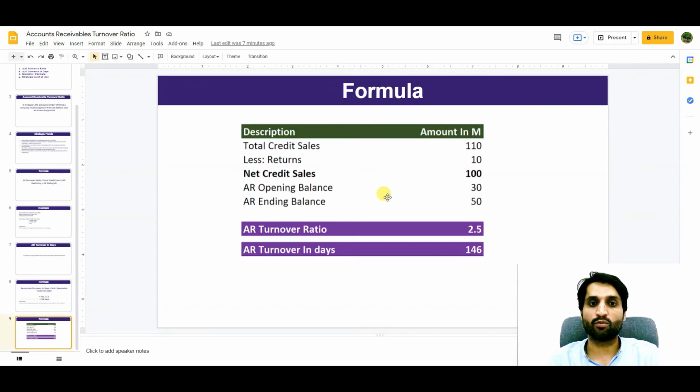Now let's see the formula, like total credit sales for the year less returns. So our net credit sales for the year will be 100, opening balance of account receivable 30, ending balance of receivable 50. So we will take the average of this. So net credit sales divided by the average of this value. So we will have an account receivable turnover ratio of 2.5 and account receivable turnover in days is 146. It means 365 days divided by the 2.5 account receivable turnover ratio. So in 146 days we are going to collect from our debtors.